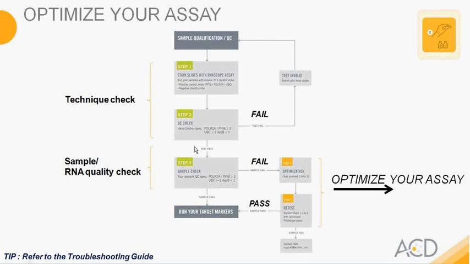If the test passes, you should perform a sample check by going through the same exercise with positive and negative controls. If this passes, you should run your target markers. If it fails, perform optimization and perform a retest. If you're having some difficulty in understanding how to proceed, please contact us in technical support and we can provide you some guidance. However, you should still optimize your assay.